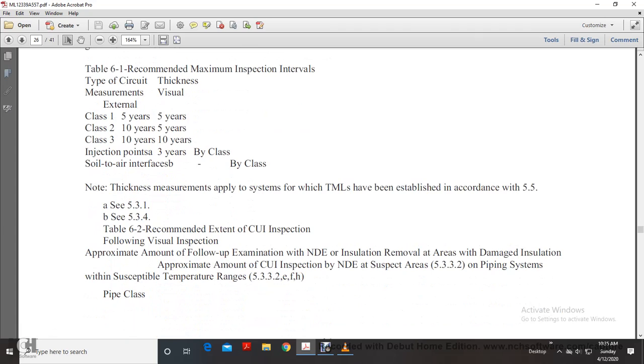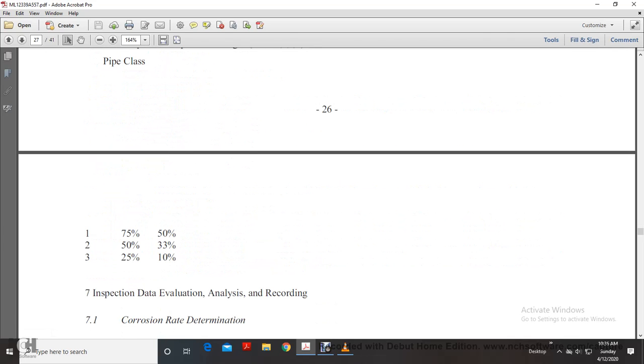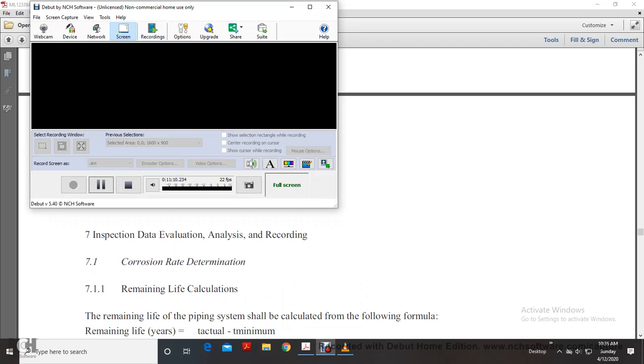Table 6.2, recommended extent of corrosion under insulation inspection. Following visual inspection, the appropriate amount of the following examination: non-destructive examination, removal of insulation in areas with damaged insulation, and the amount of corrosion under insulation inspection for non-destructive examination. Suspected areas 5.3.3.2, piping systems with suspected temperature range 5.3.3.1 E and H. Pipe Class 1: 75%, 50%. Class 2: 50%, 33%. Class 3: 25%, 10%. Inspection data evaluation and analysis from recording testing.